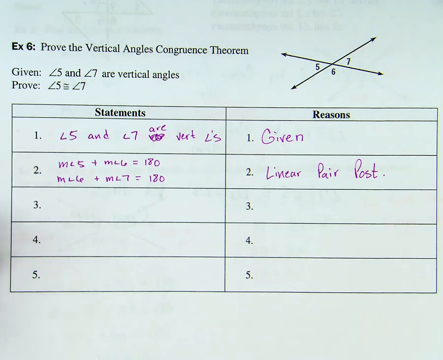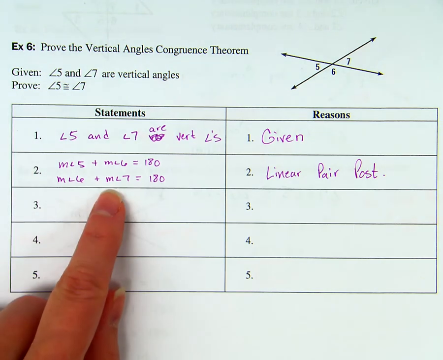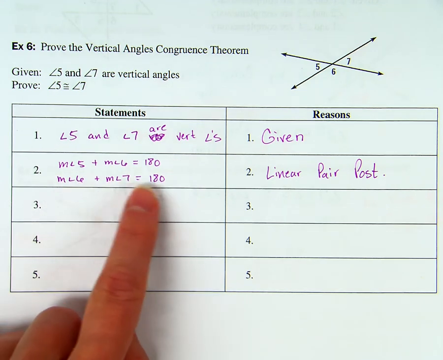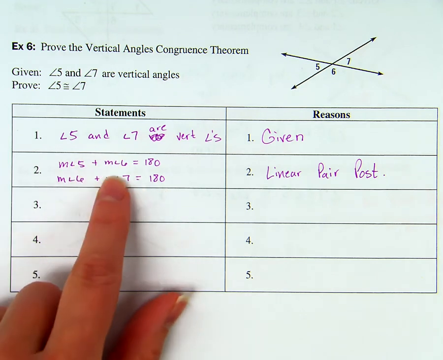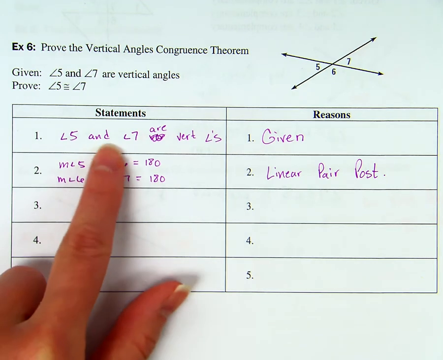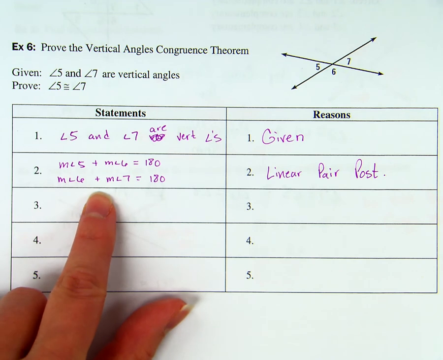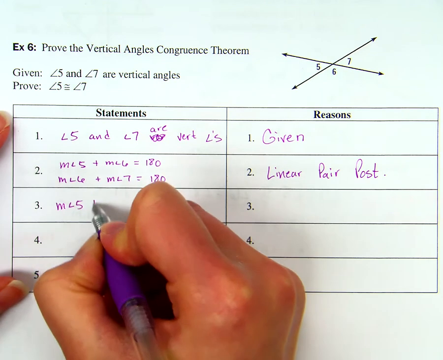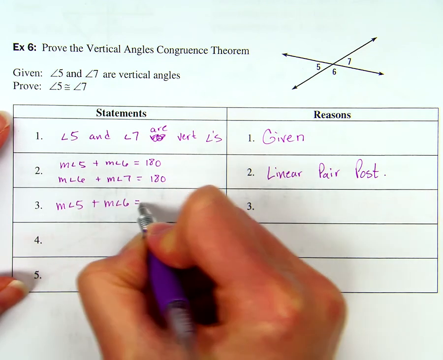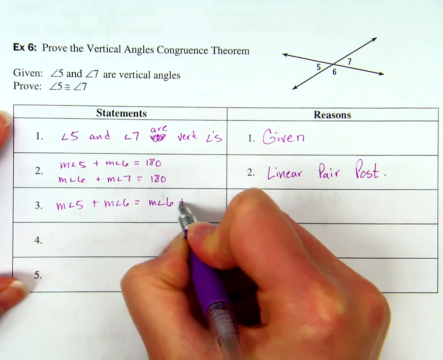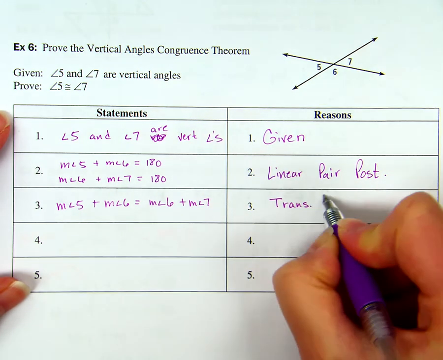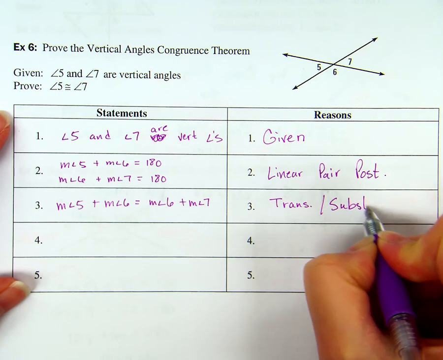Now we should be able to make a conclusion from our statements. Look carefully. 5 and 6 equal 180. 6 and 7 equal 180. Both of our sums equal 180. So what does that tell us about both of our sums? It tells us that our sums are equal to each other. So once again, we can apply our transitive property or substitution here to make our conclusion.